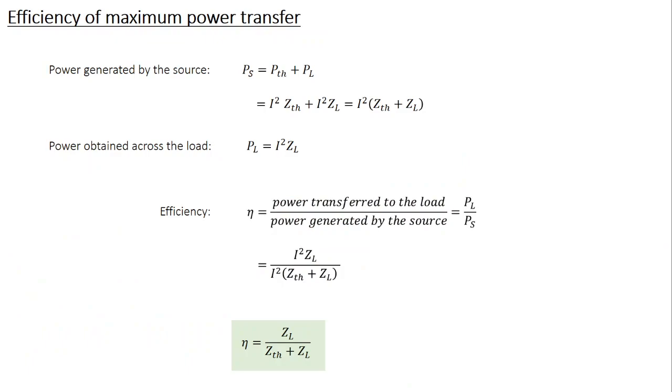Now, having understood the condition for maximum power transfer, let's calculate the efficiency during maximum power transfer. As stated earlier, the power generated by the source P_S is equal to P_TH plus P_L, which is I squared Z_TH plus I squared Z_L. Similarly, the power you draw across the load, the output power, is I squared Z_L. Efficiency is defined as output divided by input, or power transferred to the load divided by power generated by the source, which is P_L divided by P_S. Substituting for P_L and P_S, you have I squared Z_L divided by I squared times (Z_TH plus Z_L). I squared cancels, and you have efficiency equal to Z_L divided by (Z_TH plus Z_L).